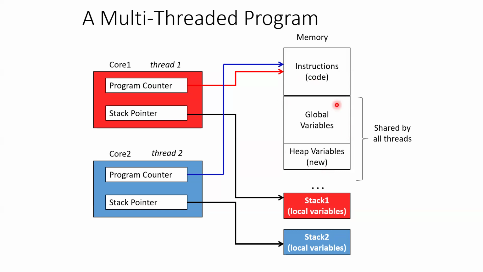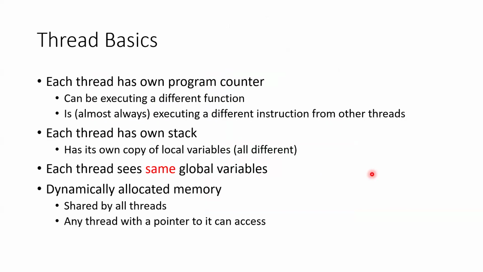However, your global variables and your heap variables are shared by all threads, and those are the things you'll need to worry about the most. So this is just repeating: each thread has its own program counter. It can be executing a different function, and it's almost always executing a different instruction. Each thread has its own stack. Each thread sees the same global variables and dynamically allocated memory.